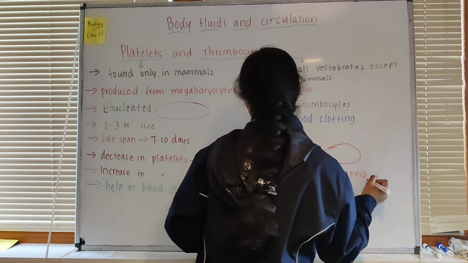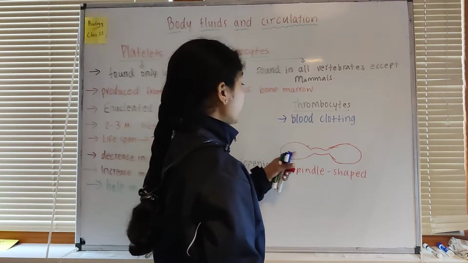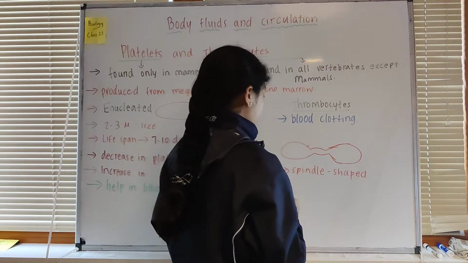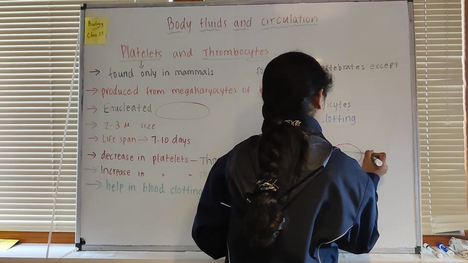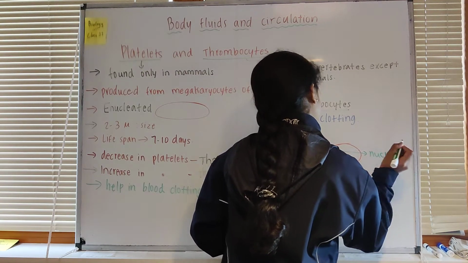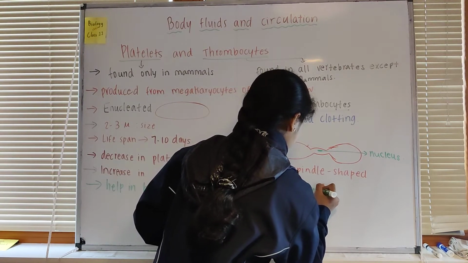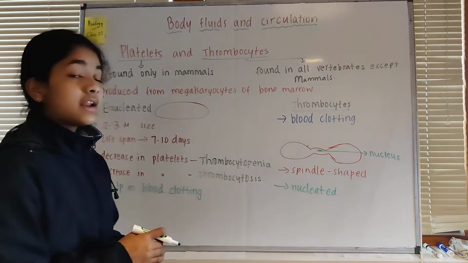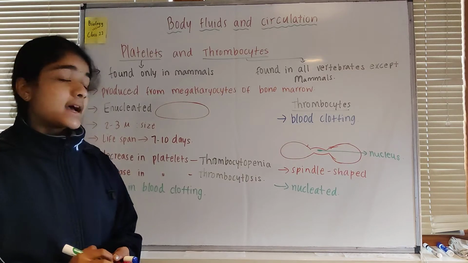Platelets, their shape is oval, and there is no nucleus inside. In thrombocytes, there is a nucleus present, so they are nucleated cells. Platelets are enucleated.